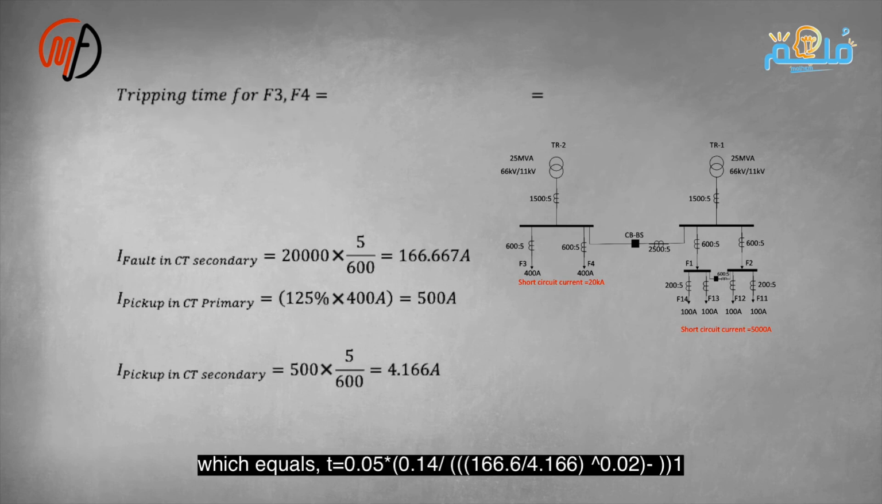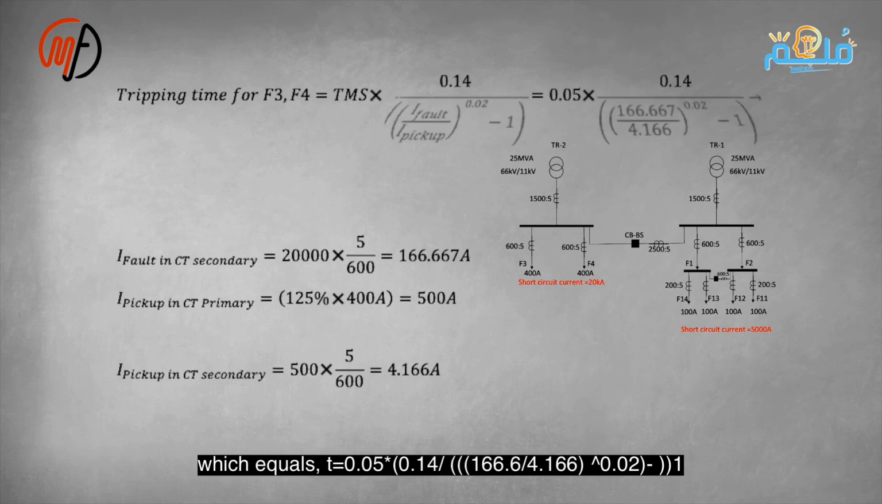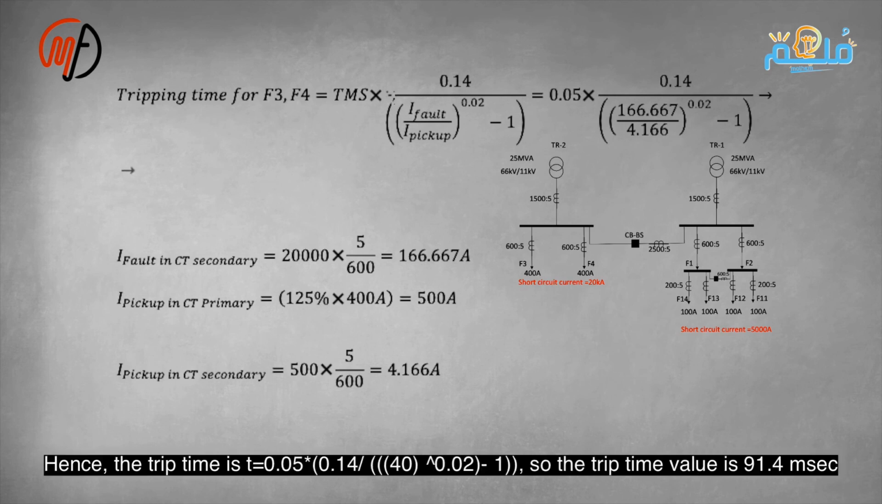which is the TMS value, times 0.14 divided by (166.6 over 4.166) to the power of 0.02, minus 1. That is 0.05 times 0.14 over 40 to the power of 0.02 minus 1, which equals 91.4 milliseconds. And so the value of the trip time is equal to 91.4 milliseconds.